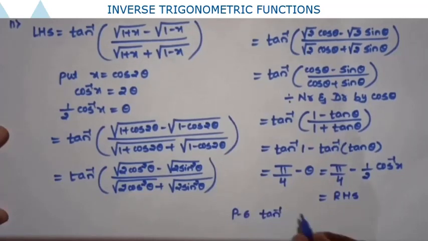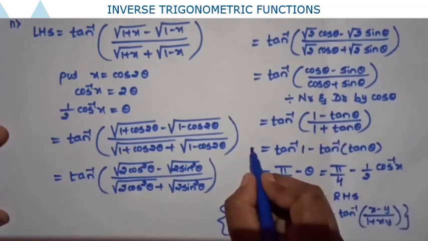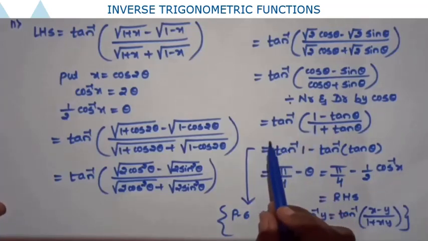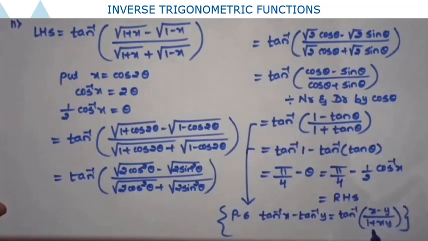Tan inverse x minus tan inverse y, that is tan inverse of x minus y by 1 plus xy. So here I used property number 6. So this is of the form tan inverse of x minus y by 1 plus xy, so that we can write it as tan inverse x minus tan inverse y. Hope you understand this example. So now we'll take the next example.